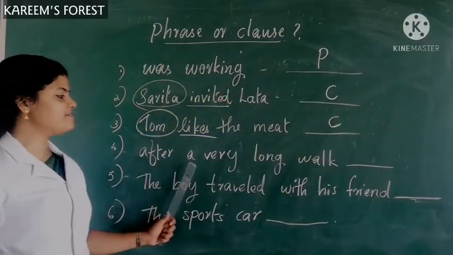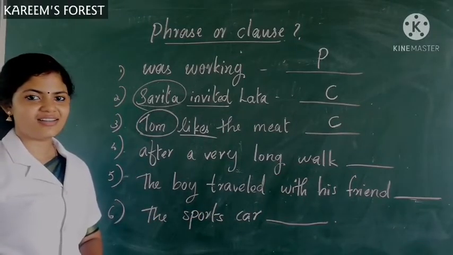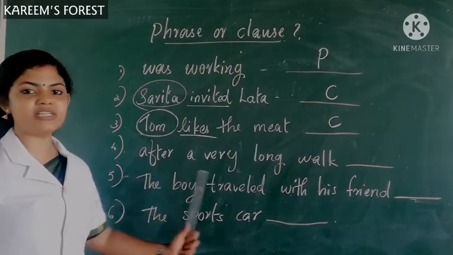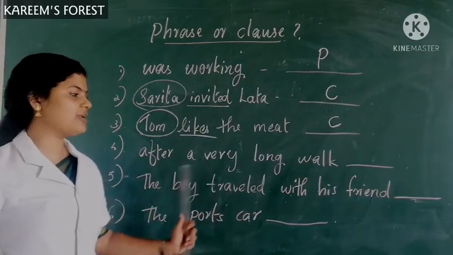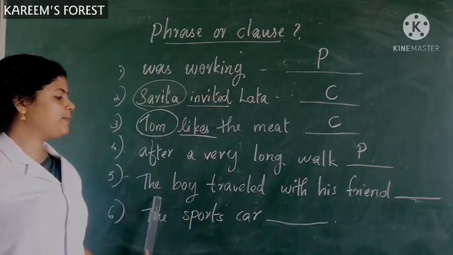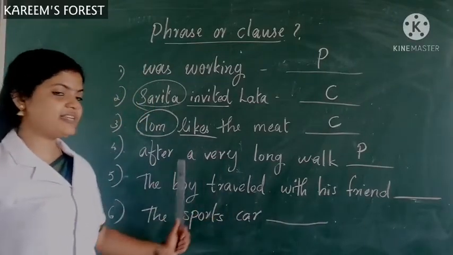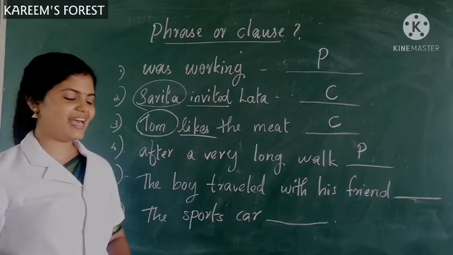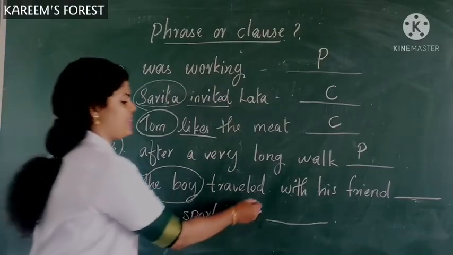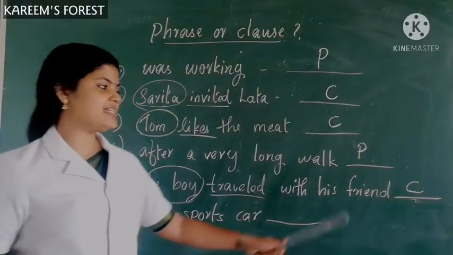Okay, next one. After a very long walk. Is it a phrase or clause? Yes, it is a phrase because there is no subject. Subject is not there in these words. So we can mark it as P. Next one. The boy travelled with his friend. Is it a phrase or clause? Yes, it is a clause because we can see the subject, the boy, and the verb travelled. So if subject and verb come together, it is a clause.